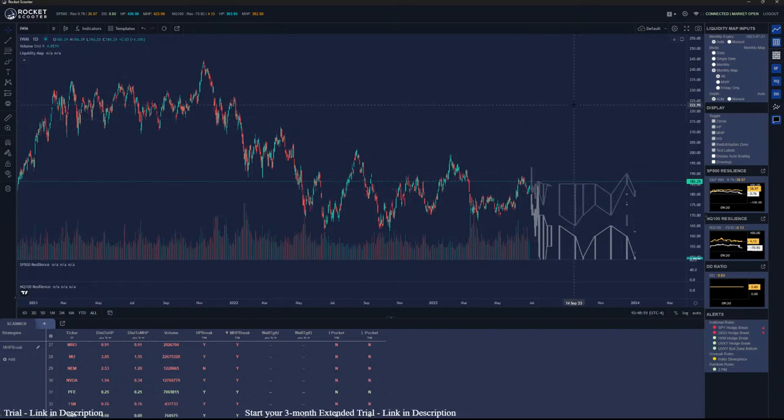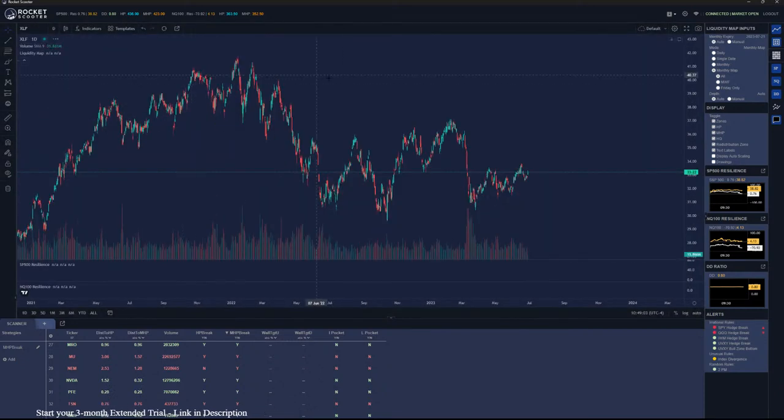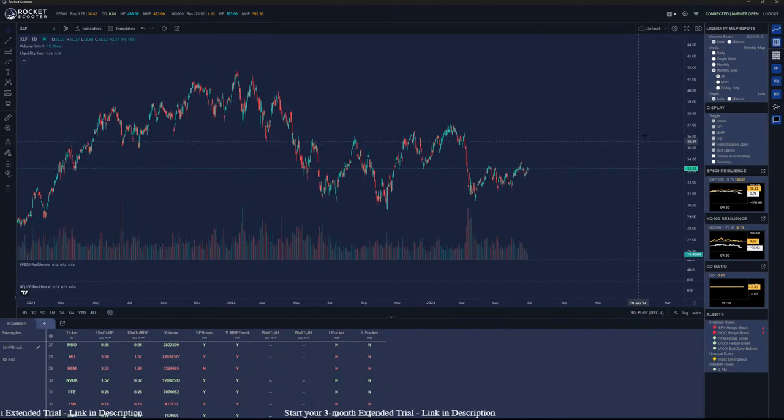This is the mover right here. XLF leading today. Right? So you see some healthy sector rotations. And as you see, the XLF is the leader today. Right? People are finding opportunities and things that haven't moved yet.